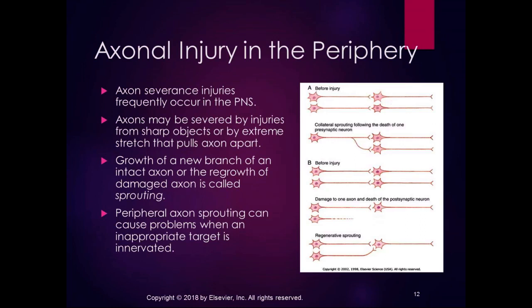The peripheral axon sprouting can cause problems when you innervate an inappropriate target. Remember, with the action potential running down the cell, we don't know what the effect is; it has to do with what pathway it takes. So if you get that collateral sprouting, it can actually change the pathway and change the function of that nerve. So you can get differences in sensation and differences in effects from that axonal sprouting.